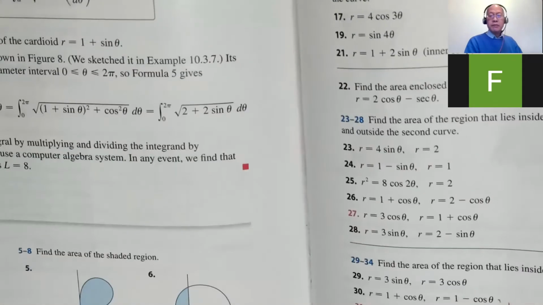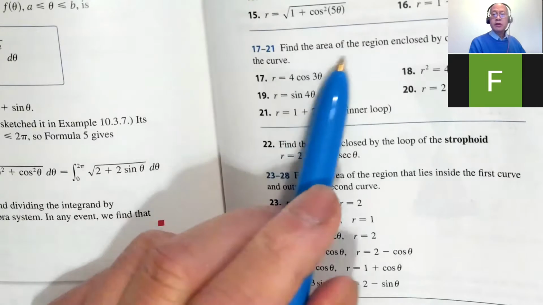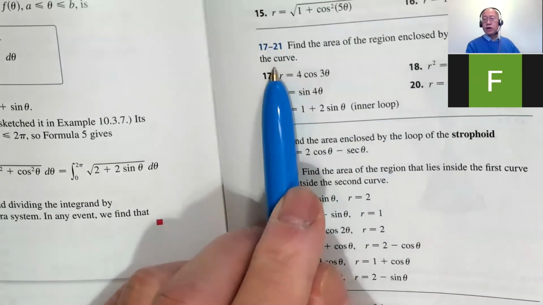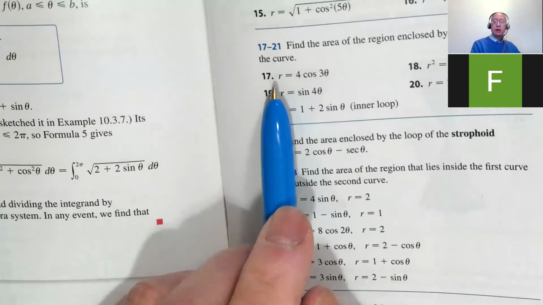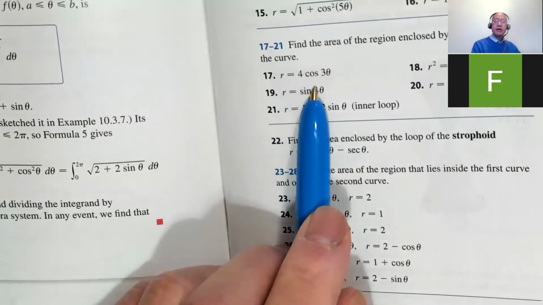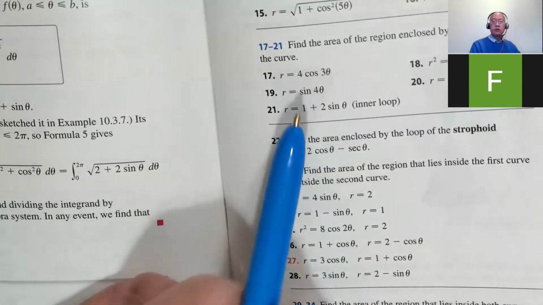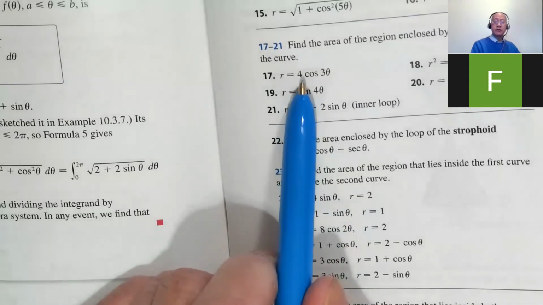And we'll show you setup for 17. Okay, this one, I'm not going to do an entire graph. Find the area of the region enclosed by one loop of the curve. So I only want one loop. R equals 4 cosine 3 theta. Now, since they only want one loop, all I need to do is establish one loop. So I don't need to use up one of my graph papers for this.